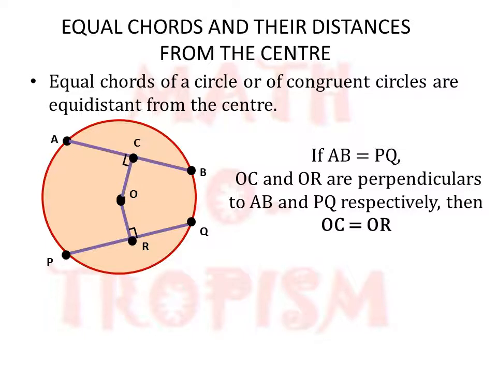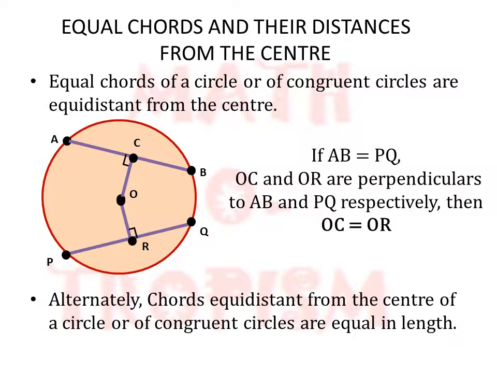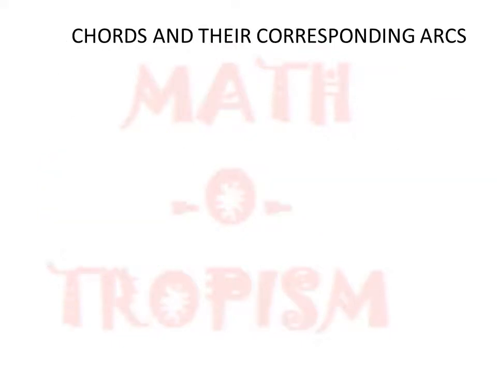So equal chords of a circle or of congruent circles are equidistant from the center. Congruent circles means both circles have the same radius. Alternately, if the chords are equidistant from the center of a circle or of congruent circles, then both the chords must be of equal length.